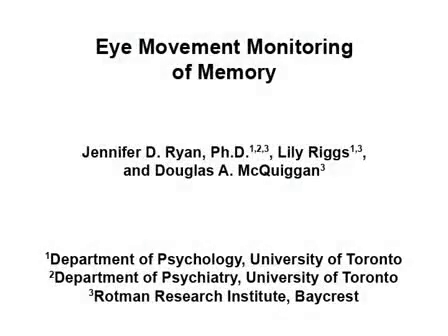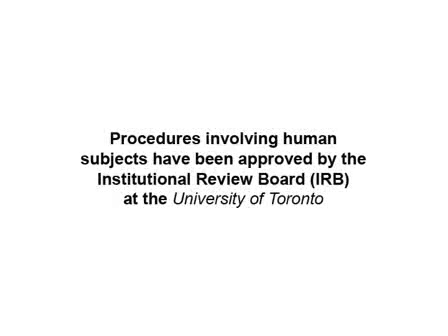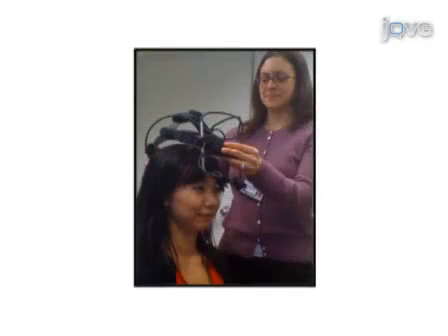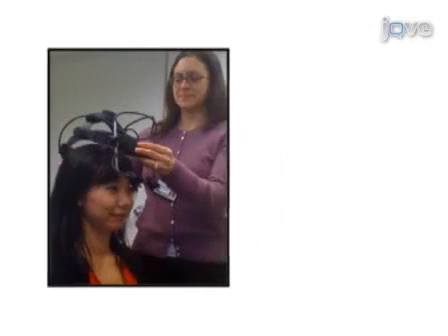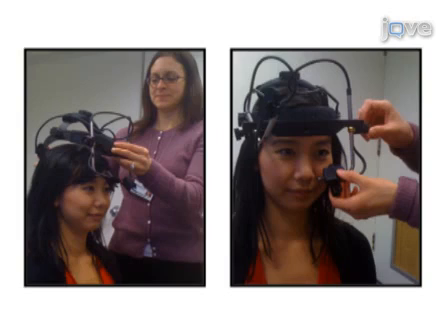This video demonstrates a procedure for monitoring eye movements while participants view images. An eye tracker helmet is first placed on the participant, and then cameras are adjusted to sit just below each eye.